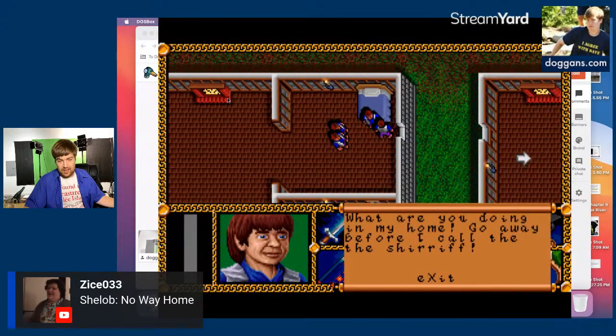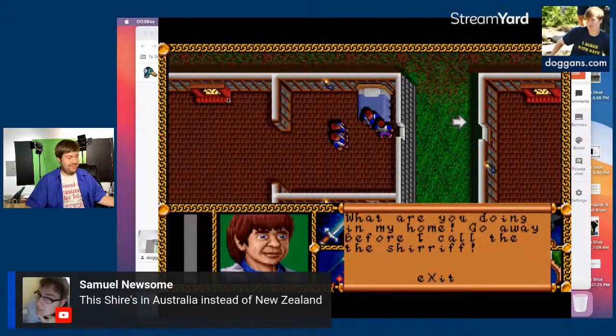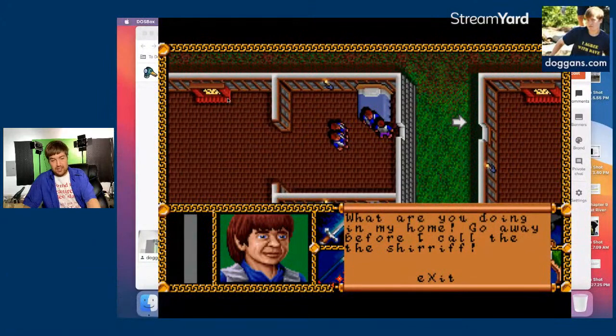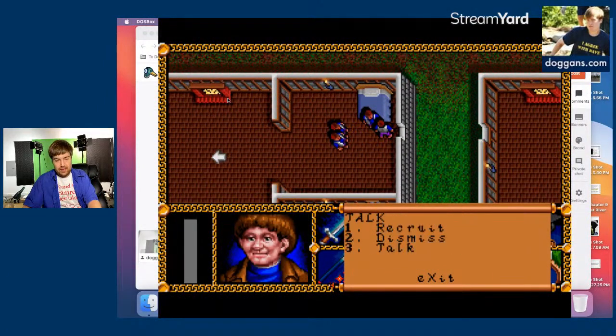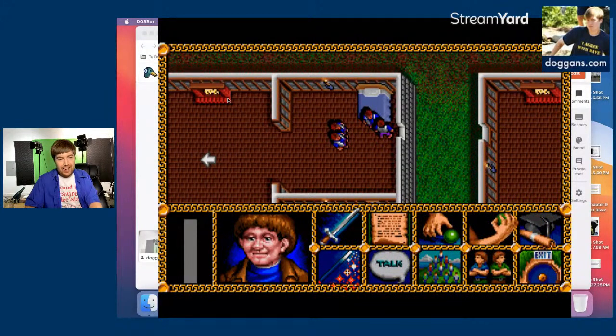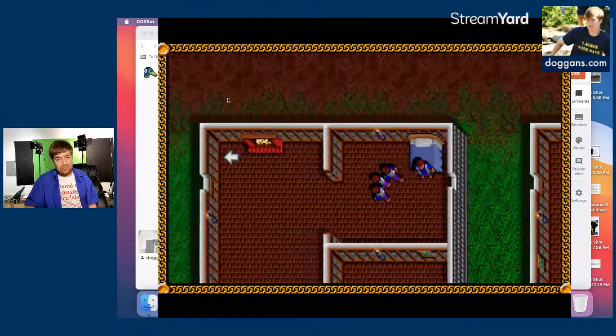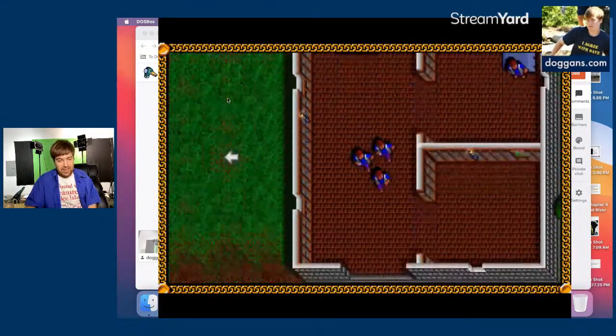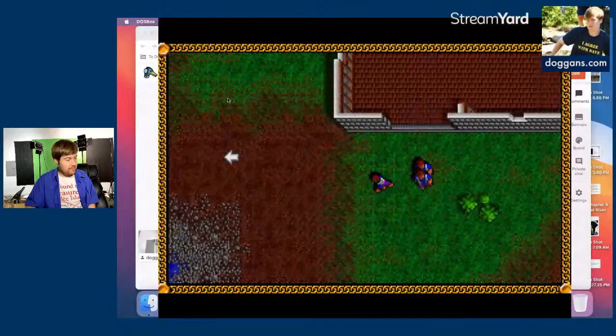This hobbit with the same exact face as all the others. This is, yes, the Australian hobbits, the Australian Shire spiders. Go away before I call the sheriff. We've been breaking and entering everywhere, but this is the first person who's cared and the first hobbit that we're not even breaking and entering because the doors are just open.